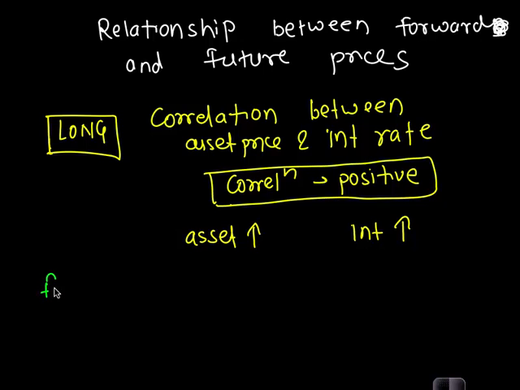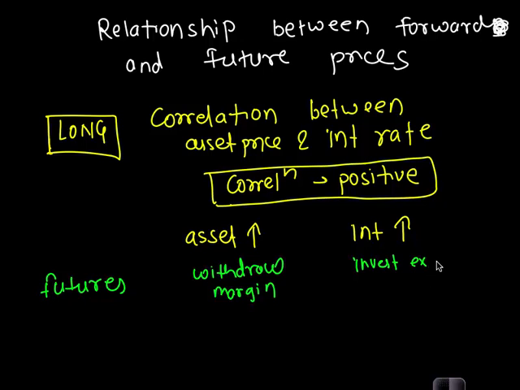Now, if you are in futures, what will happen? If you are in futures and the valuation of the asset goes up, then we will get to withdraw margin. Do you agree? We have a long position, the value of the asset has gone up, so we will get to withdraw the margin. And if interest rate has gone up, we will invest that excess amount at a higher rate. Make sense? So whatever excess amount is left with us, we will get to invest at a higher rate.